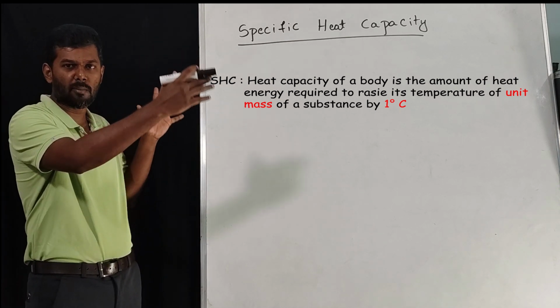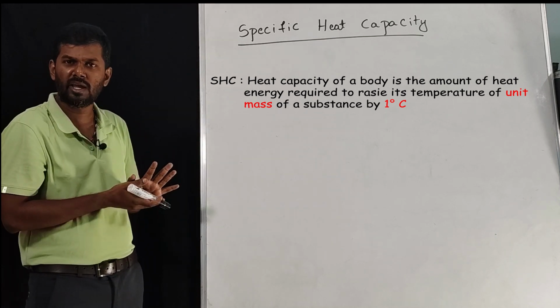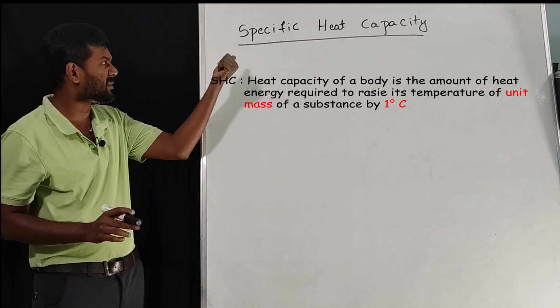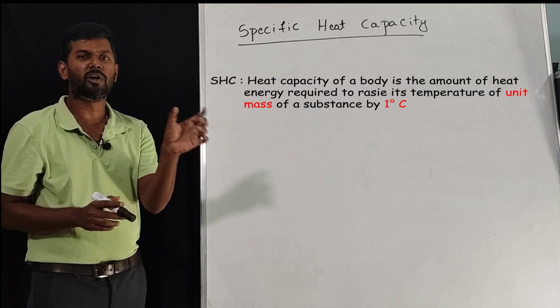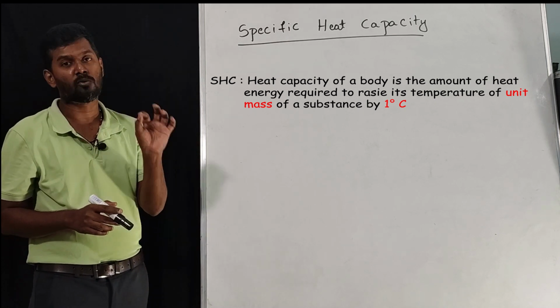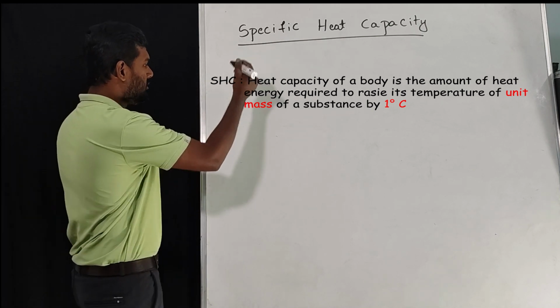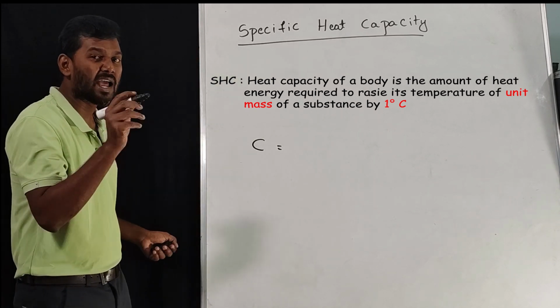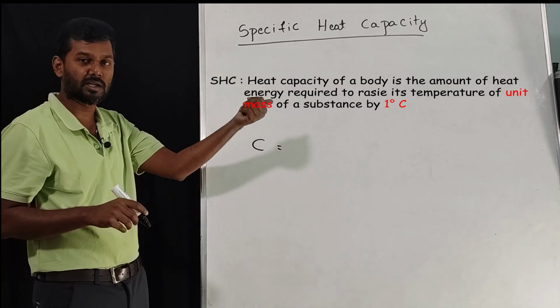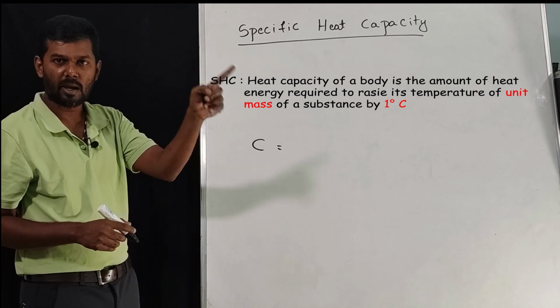So whatever heat capacity we are learning, that is for the entire mass of the substance. Whatever specific heat capacity we are learning, this is for the unit mass. Unit mass may be 1 kg or 1 gram. So it depends upon the unit. Now the symbol for specific heat capacity is C. See, C dash is the symbol for heat capacity, just C is the symbol for specific heat capacity.